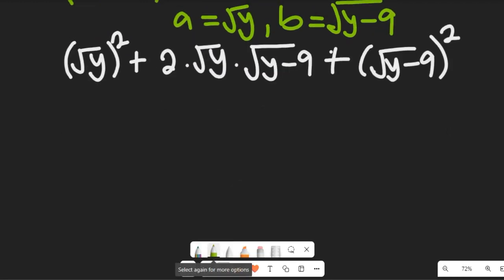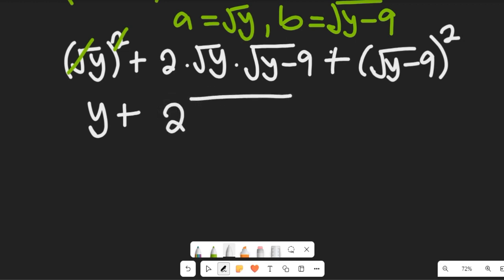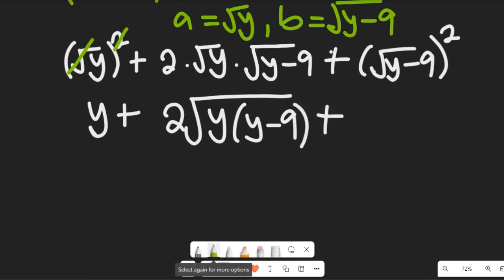From the law of squares, that will clear, and this will definitely give us y plus, we are going to simplify these two because y is common and both of them are having square, so we'll bring them as one common term, y multiplied by y minus 9, and this will be plus. The same thing happens here. This is going to clear this, and this solution will become y minus 9.